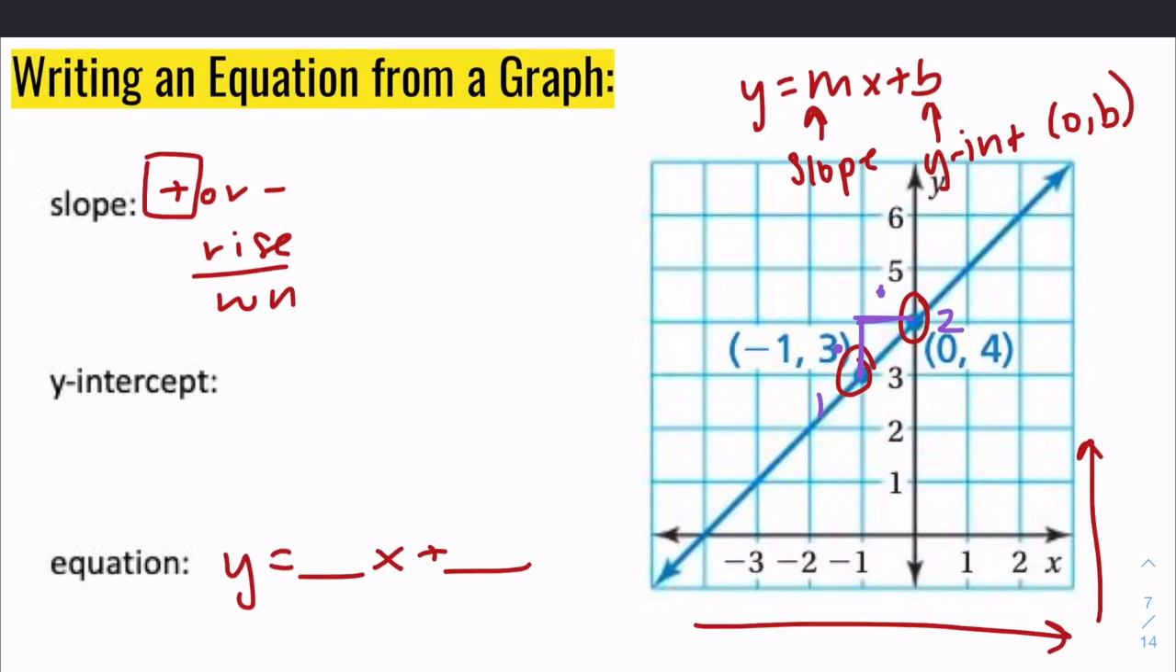So my rise is going to be 1. My run is going to be 1. That's fine. Or you can simplify it in a calculator and you're just going to get positive 1. So it's positive 1 over 1, which simplifies to positive 1.